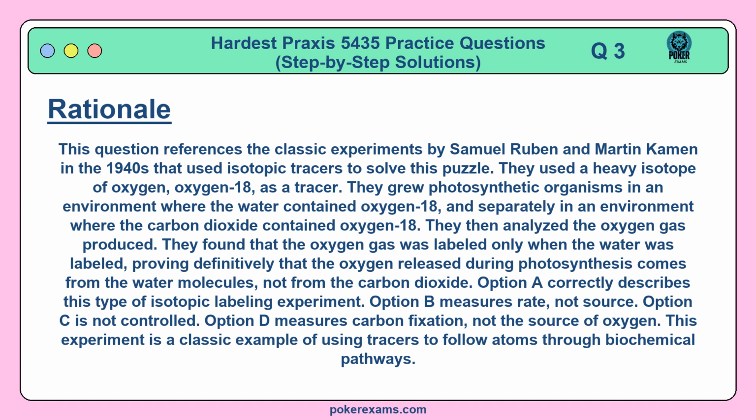They found that the oxygen gas was labeled only when the water was labeled, proving definitively that the oxygen released during photosynthesis comes from the water molecules, not from the carbon dioxide. Option A correctly describes this type of isotopic labeling experiment. Option B measures rate, not source. Option C is not controlled. Option D measures carbon fixation, not the source of oxygen. This experiment is a classic example of using tracers to follow atoms through biochemical pathways.